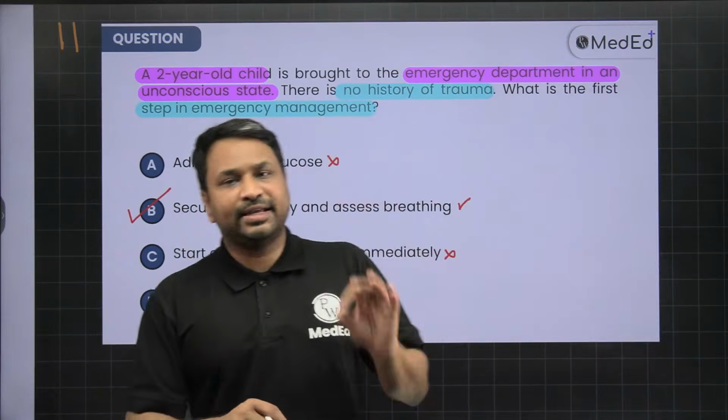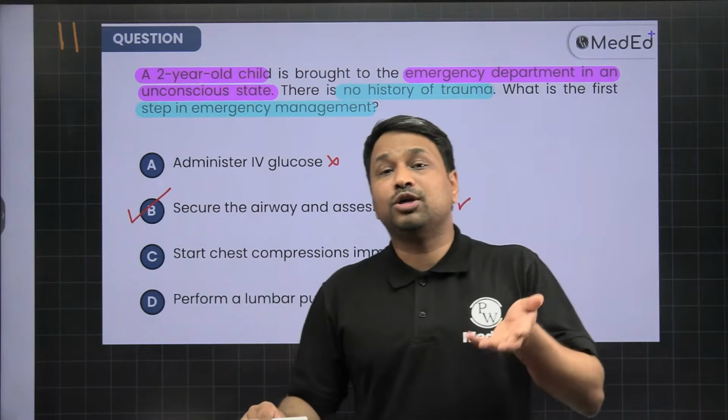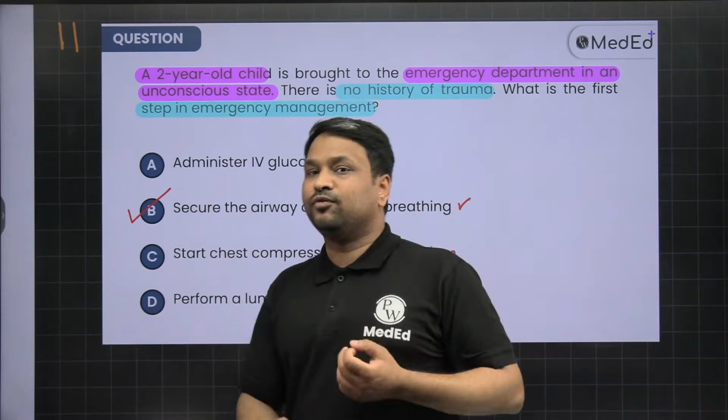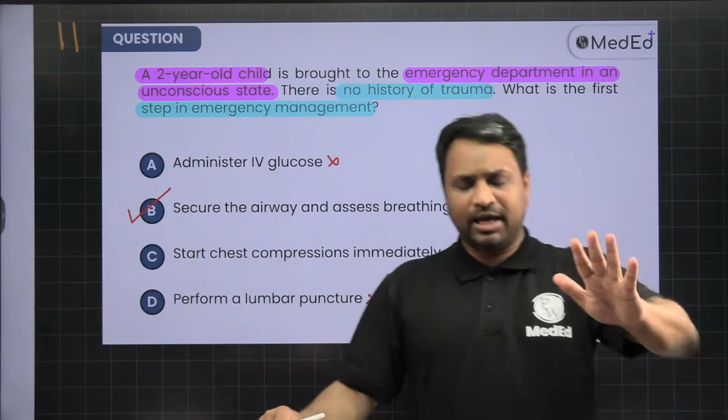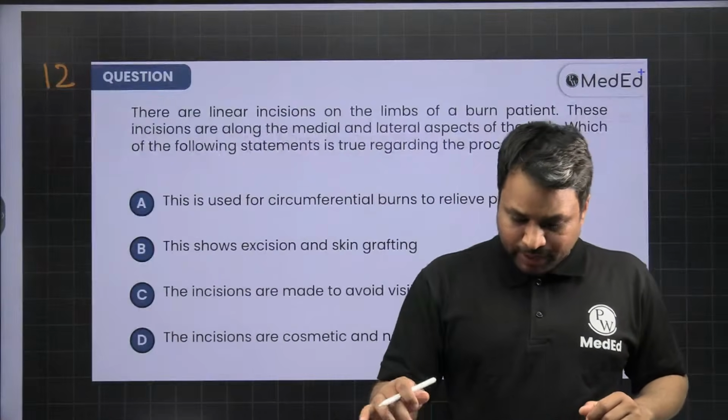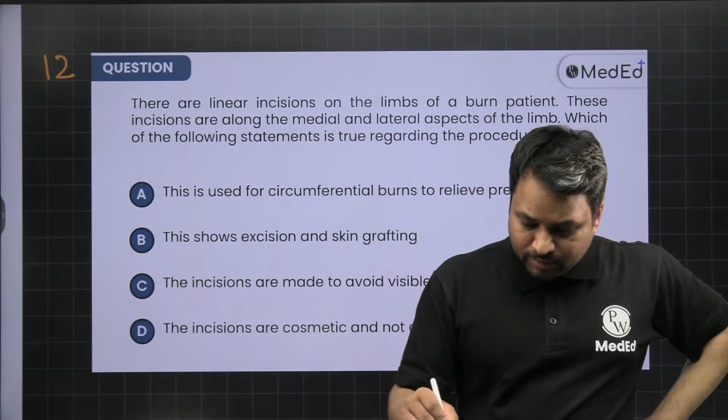Secure the airway and assess for breathing, because in an unconscious state there could be a tongue fall, and tongue fall can cause apnea. So if the patient is unconscious, whether 2 years or otherwise, airway has to be given preference. Question number 12. What do you have in question number 12?